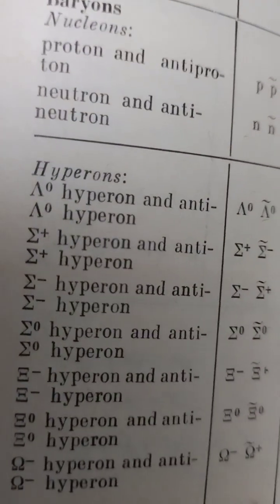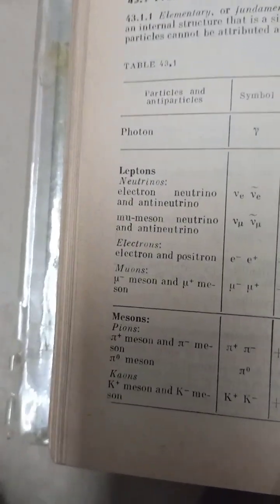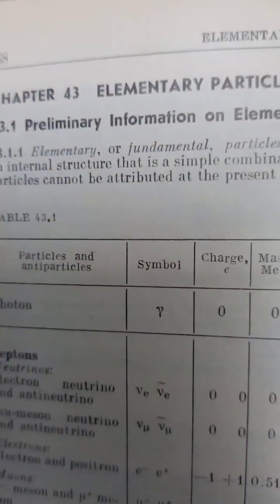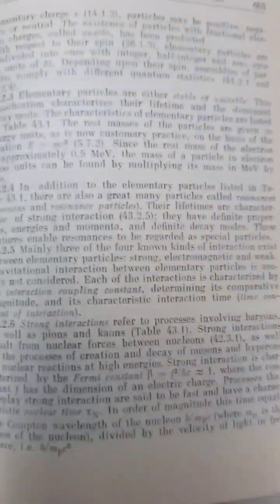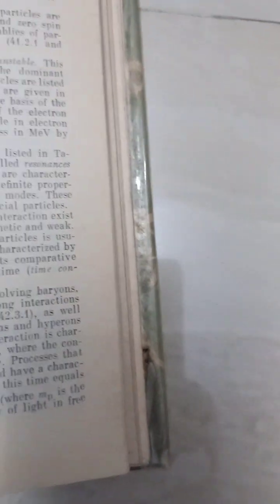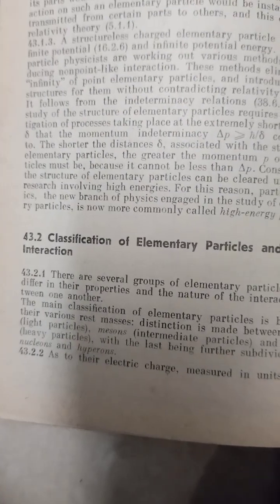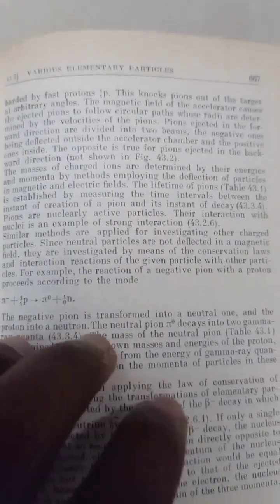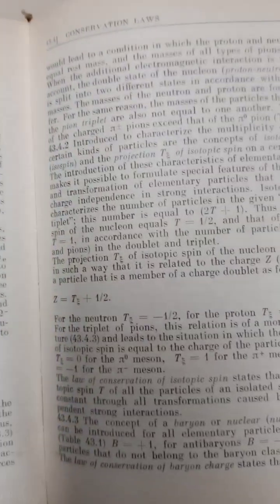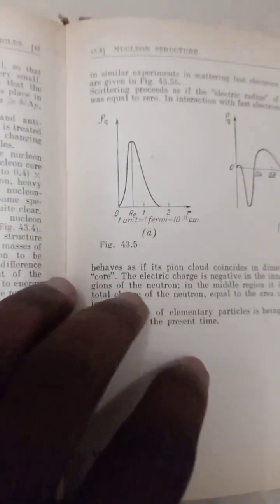All elementary particles are discussed, like hyperons and the baryons and the fermions, the whole of elementary leptons and mesons, the whole table is given over here. It is written over here, preliminary information on elementary particles. So it gives the basics of elementary particles, and all the elementary particle reactions are discussed. And then it goes further, the classification of elementary particles and their interaction. And then we come to certain information on elementary particles, and here you can see the different types of reactions of the elementary particles are shown.